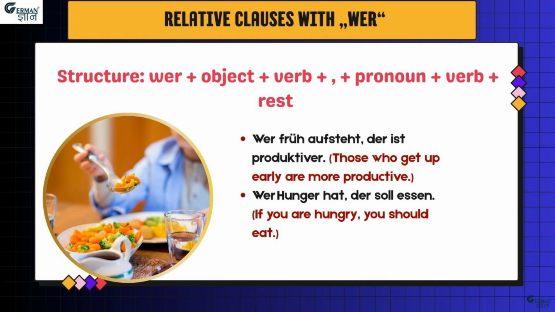Then relative clause mit wer. So the sentence starts with wer, then object, and then verb, because the relative clause frames a Nebensatz. That's why the verb is at the end of the sentence. Then after the verb you write a comma and then the pronoun, then again the verb, and then the rest of the sentence. For example, wer früh aufsteht, der ist produktiver means those who get up early are more productive. And second example is wer Hunger hat, der soll essen means if you are hungry you should eat.